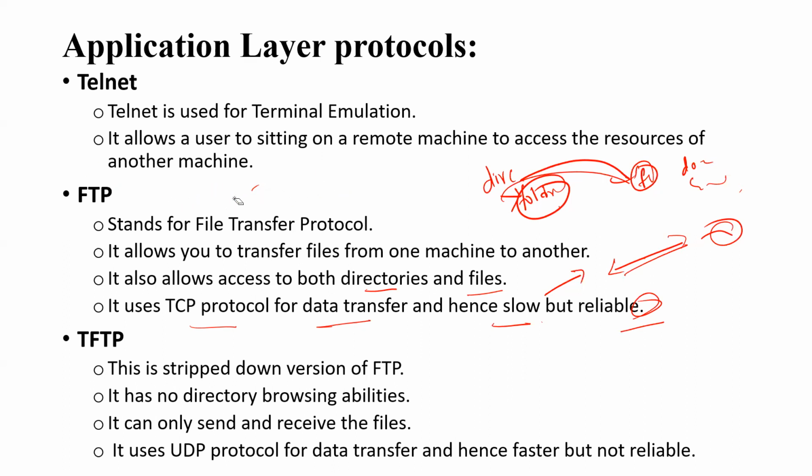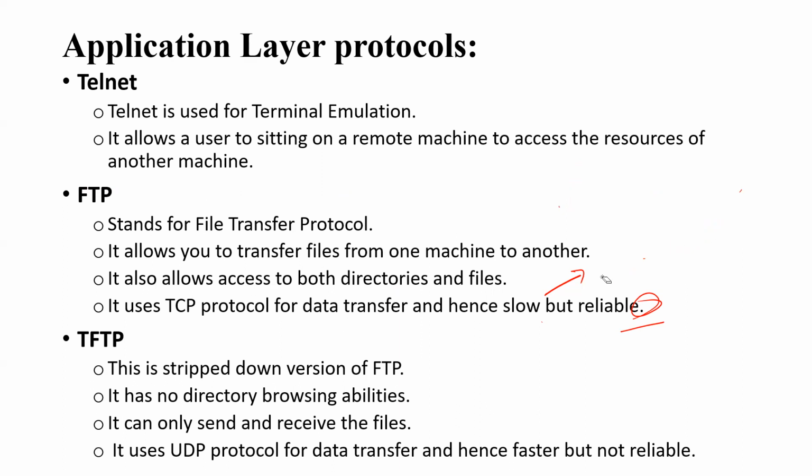We have one more protocol called TFTP. It's a stripped-down version of the FTP protocol, a lower-down protocol of FTP. In FTP, we can transfer both files and directories. In case of TFTP, only files can be transferred. It does not have directory browsing abilities, meaning it does not have the capability to share directories or folders. Only files can be shared.